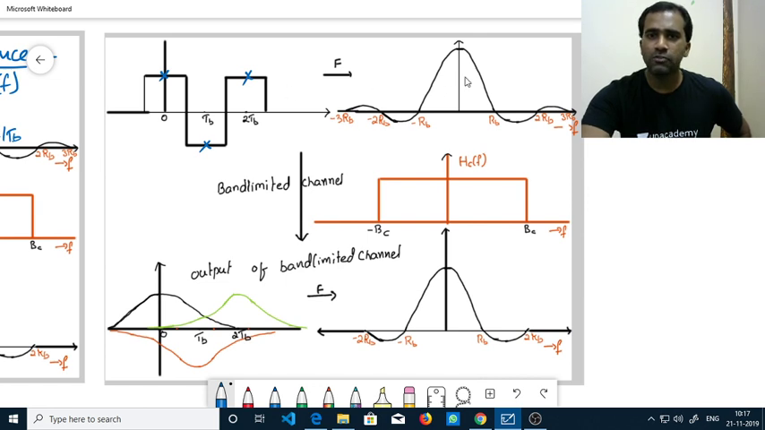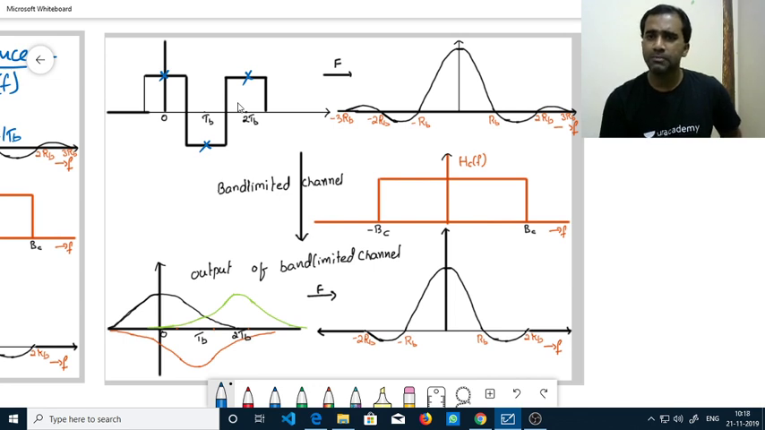The Fourier transform of this total signal is going to look something like this. For one rectangle the Fourier transform is a sinc, and for the other rectangle the Fourier transform is a similar sinc. Now this signal and this signal both represent the same signal, but this is in the time domain and this is in the frequency domain. Now we are passing this total signal through a band limited channel. Band limited channel will remove some high frequencies. If it removes some high frequencies, this is what we are receiving at the receiver.